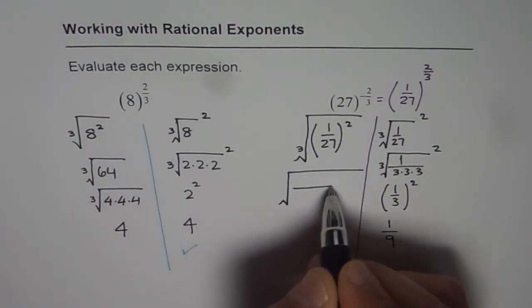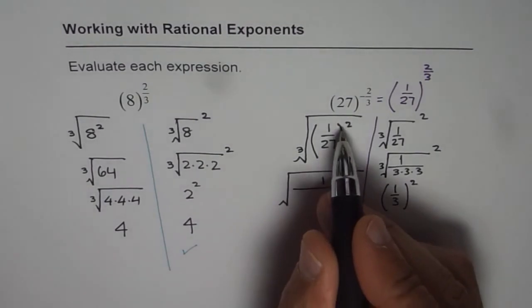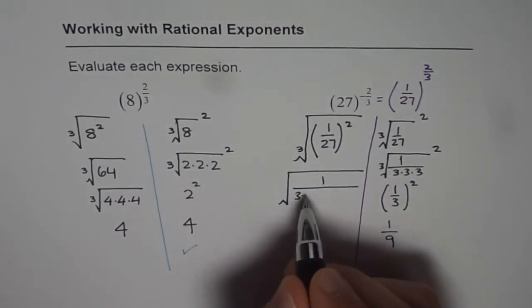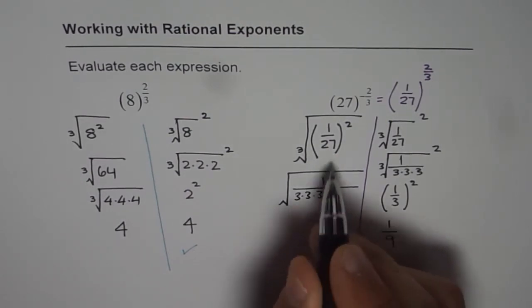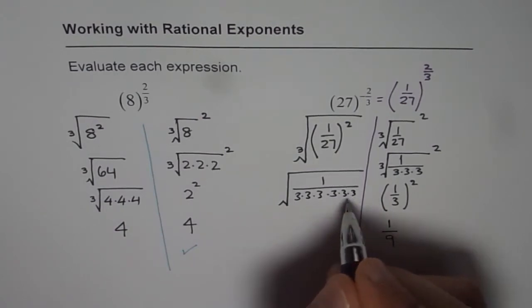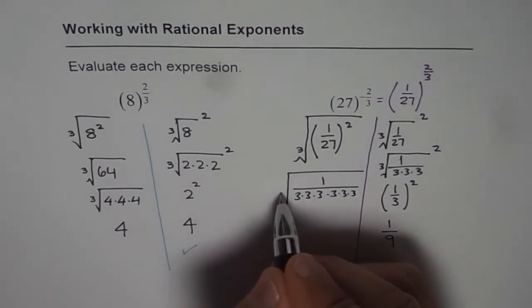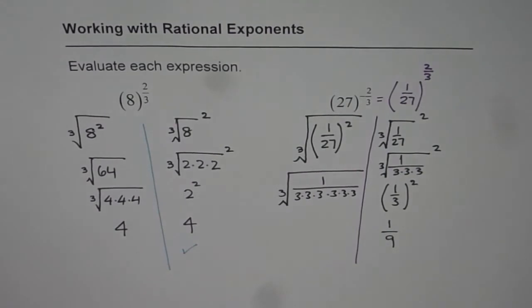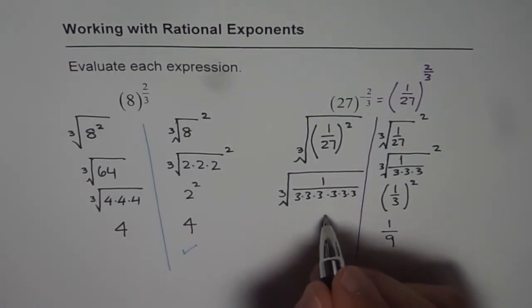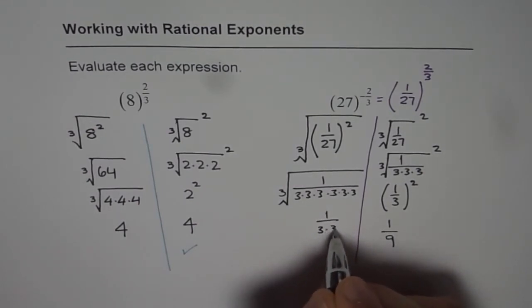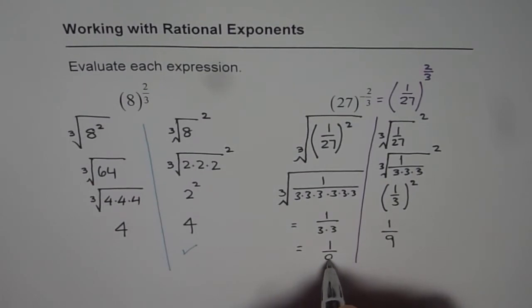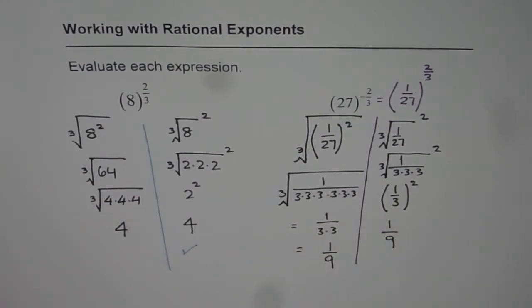In that case, I'm going to write 1 over 27 times 1 over 27 as 3 times 3 times 3, which is one set of 27, and then 3 times 3 times 3, the next set of 27, and take the cube root of this number. So we have six 3s here, and 2 come out. So we get 1 over 3 times 3, which is indeed equal to 1 over 9. So we get the same answer. Do you see that?